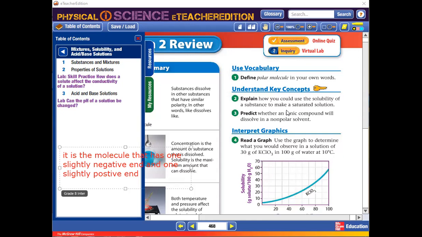Mister, I can't understand the saturated solution. Look with me carefully. The saturated solution, we said, is the solution in which the spaces between the particles of the solvent are completely filled by the solute. There is no more space for extra solute to be dissolved in.